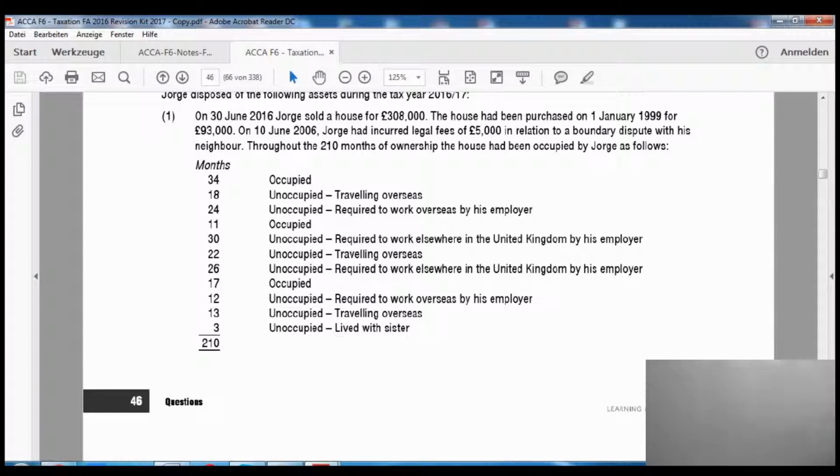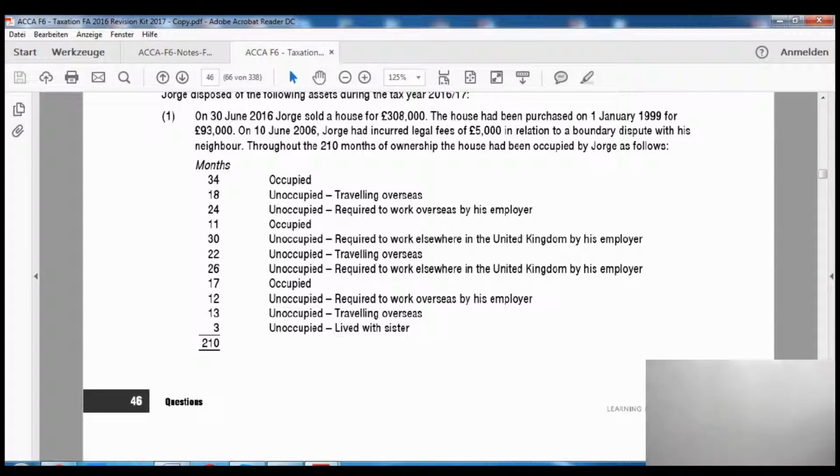After that, it says 11 months occupied. Now, how many months are allowed for any reason? For any reason, 36 months are allowed. So we have already used 18. So we'll use these 11 as well for any reason. It is already occupied, I beg your pardon. This is already occupied, so we don't have to do anything with it.